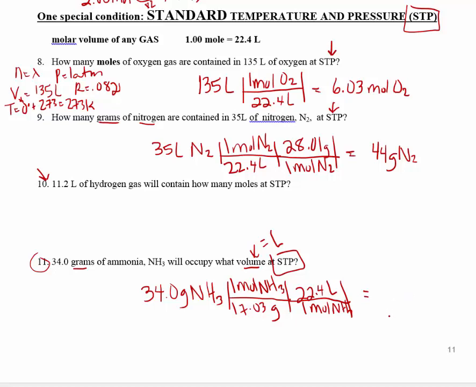So I can do this. Future AP kids, we can do this one in our head. So look at what I know. 34 divided by 17, well, you have about 2 moles of ammonia. So if I have 2 moles of ammonia, 2 times 22.4 is 44.8 liters of ammonia.